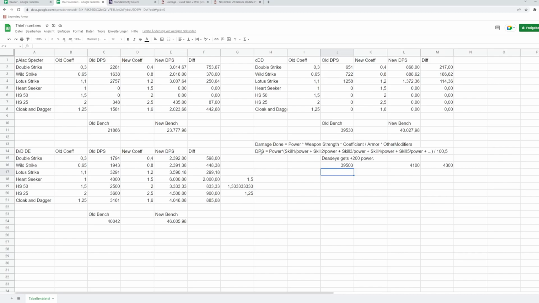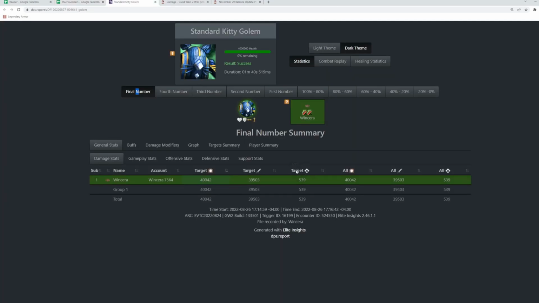Now we can just take the DPS, divide by the current power, and multiply by the new power. So if you do that, divided by this one, times this one, this gives us the new strike damage we deal. But we also have condition damage, which is not affected, so we have to add this back as well.